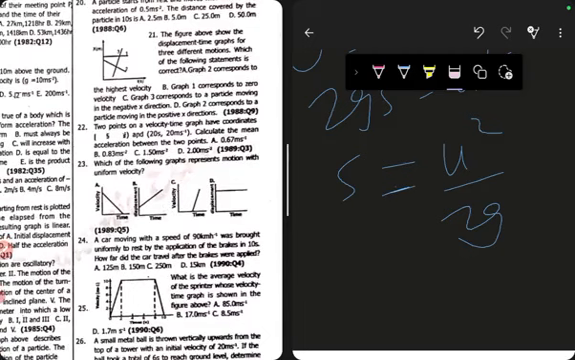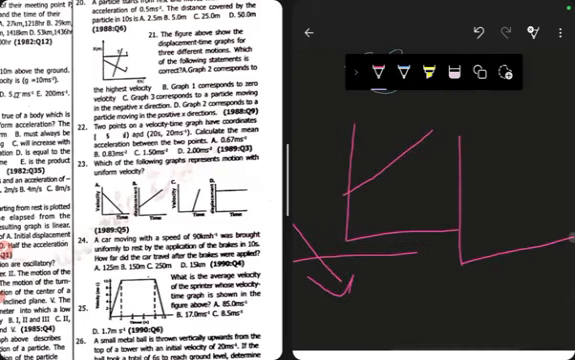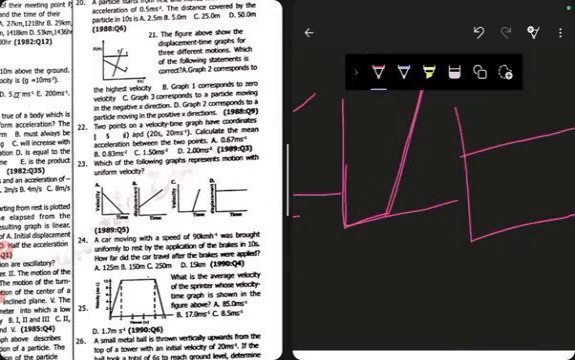Let's see another one. Question 23 says, which of the following graphs represents the motion of a body with uniform velocity? Uniform velocity means unchanging, like I told you. So which of them shows unchanging? The first one is showing decreasing velocity. If you look at the slope, it's sloping downward, which means it is decreasing. The second one is showing a steady acceleration. The third one too is showing an acceleration, though quite slow. It came down, then started increasing. But the one that is uniform is D. So the answer is D.